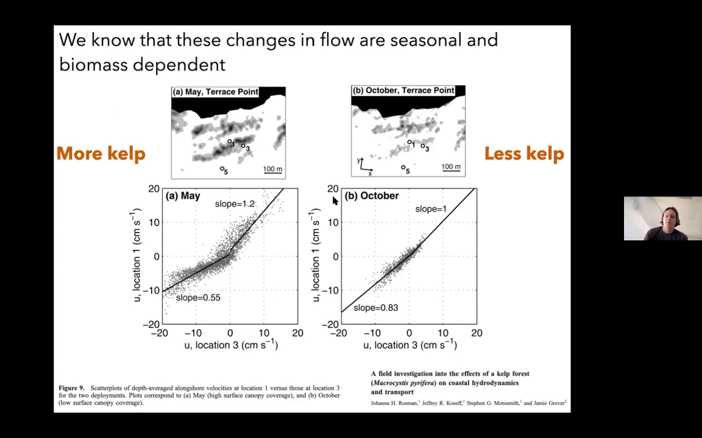So this attenuation of flow at one location relative to the other is really significantly impacted by the presence of the kelp. And we know this because when we compare it to the October situation, where there's relatively less kelp, we start to see these observations fall closer onto this 1-to-1 line.